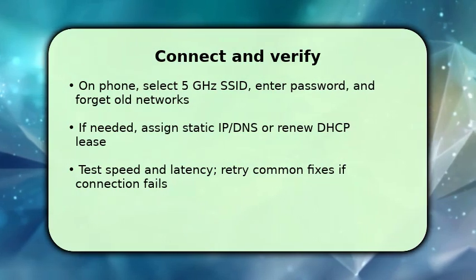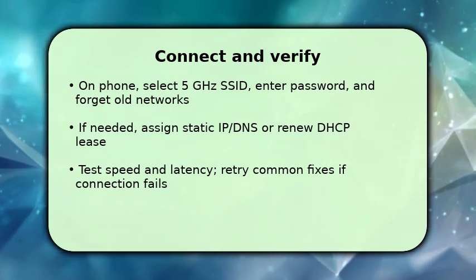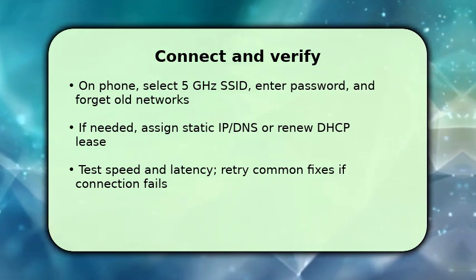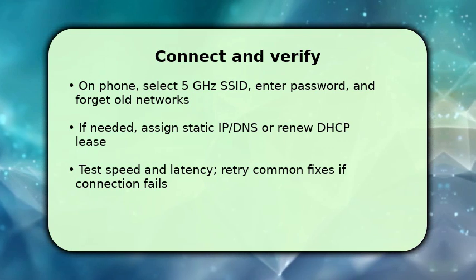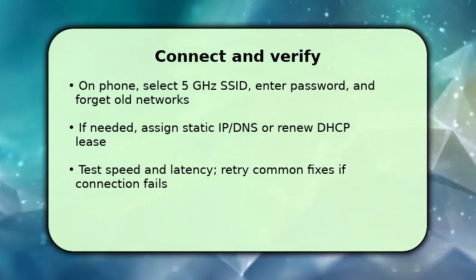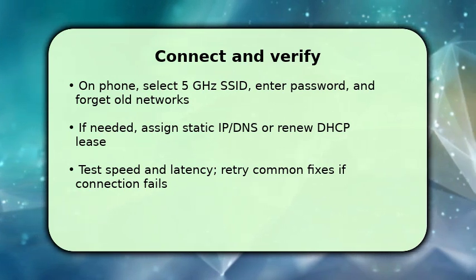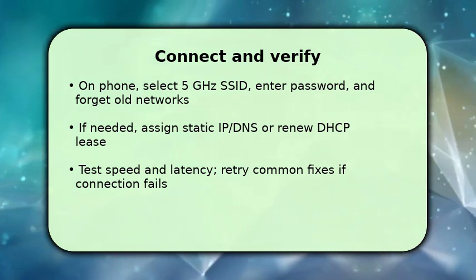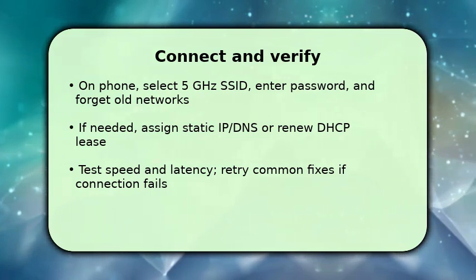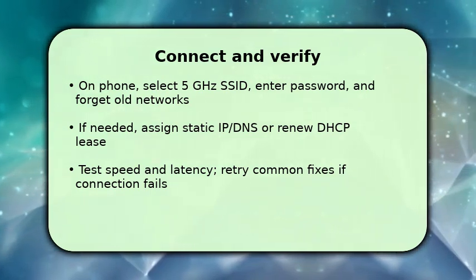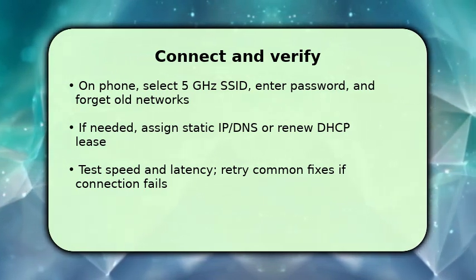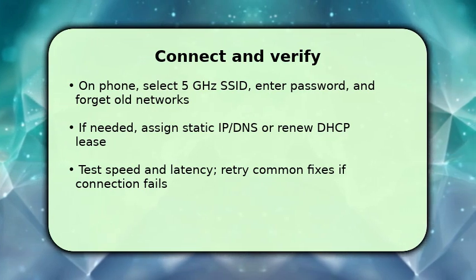Finally, on your phone, choose the 5 GHz SSID you created and enter the password. Make sure to forget any old similarly named networks first so the phone doesn't auto-join the 2.4 GHz band. After connecting, verify the link by running a speed test and checking signal strength. If DHCP stalls, renew the lease or set a temporary static IP and DNS. Troubleshooting tip: if connection fails, toggle the router's 5 GHz radio, reboot both devices, and ensure channel width is compatible.